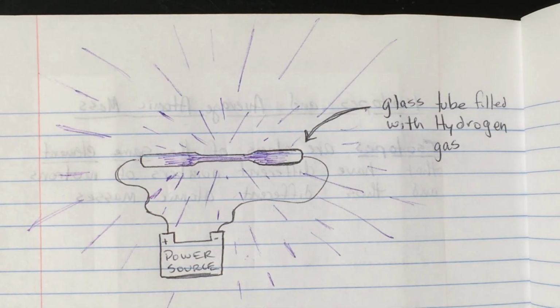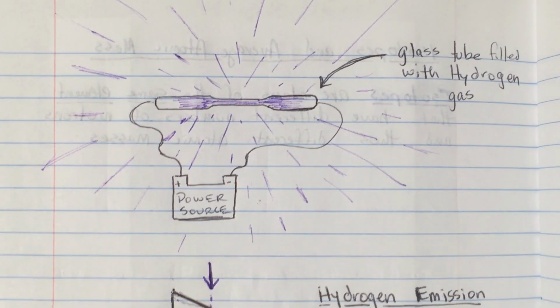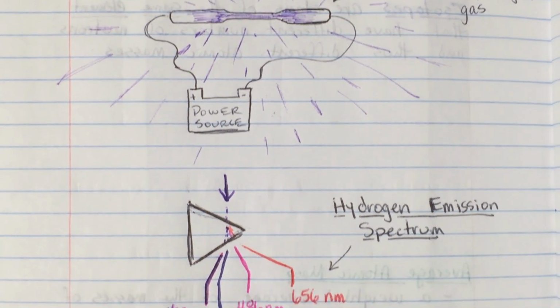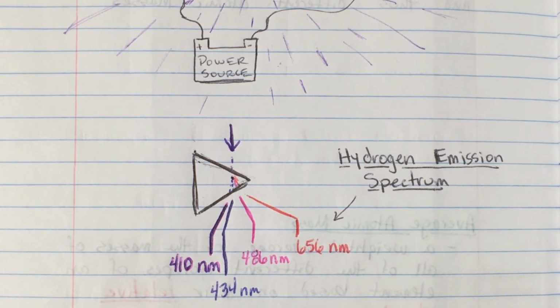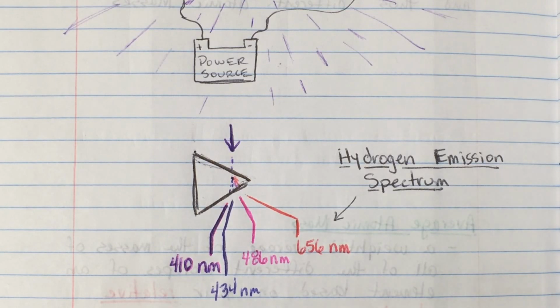Now the light that's emitted from this, if we put it through a prism and split it, splits into four specific bands, four specific wavelengths of light. One at 410 nanometers, one at 434 nanometers, one at 486, and one at 656 nanometers. And this pattern of wavelengths is known as the emission spectrum of hydrogen. This is unique for hydrogen.